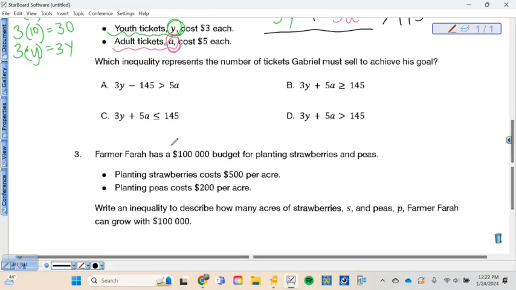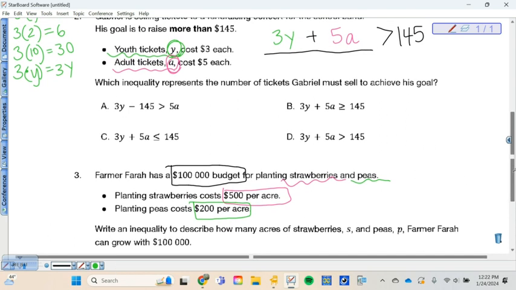Farmer Farah has a $100,000 budget for planting strawberries and peas. Bless you. Strawberries cost $500 per acre. Peas cost $200 per acre. I want you to write an inequality to describe how many acres she can plant with a budget of $100,000.